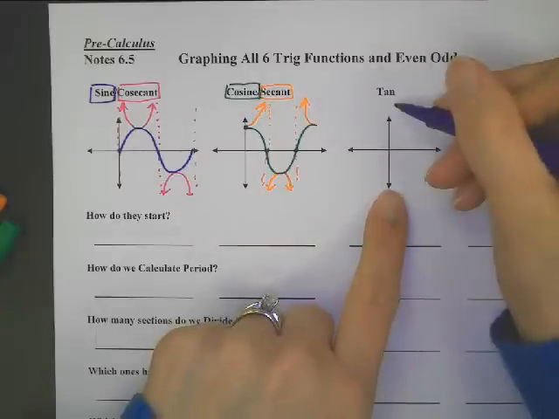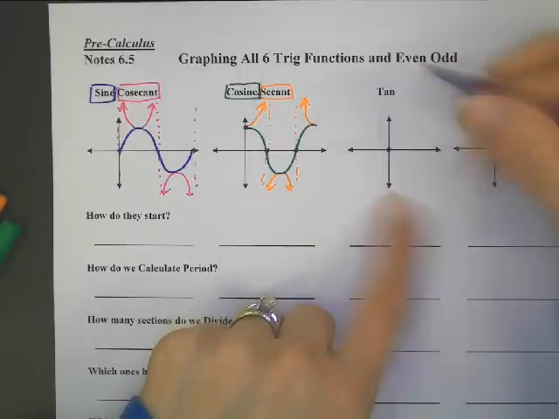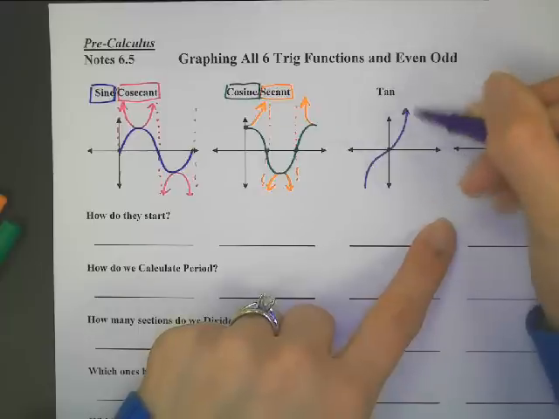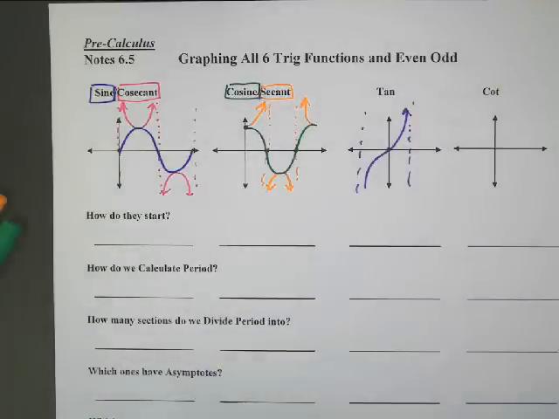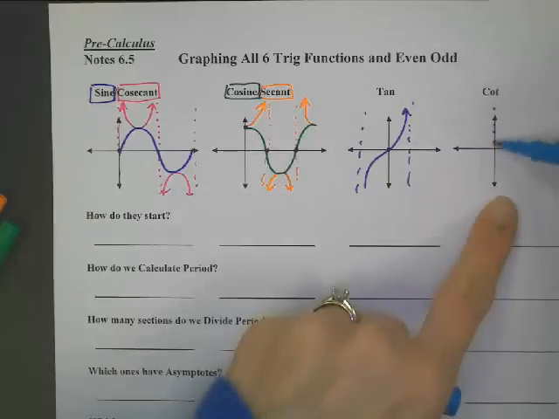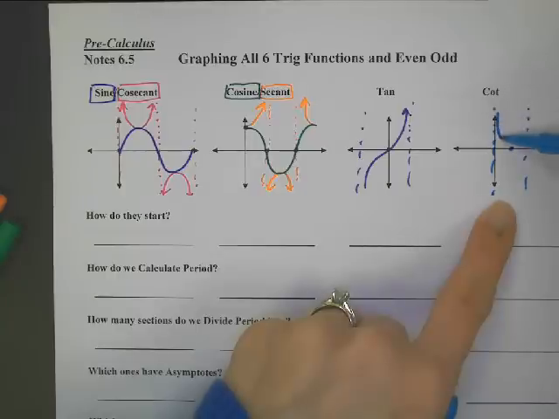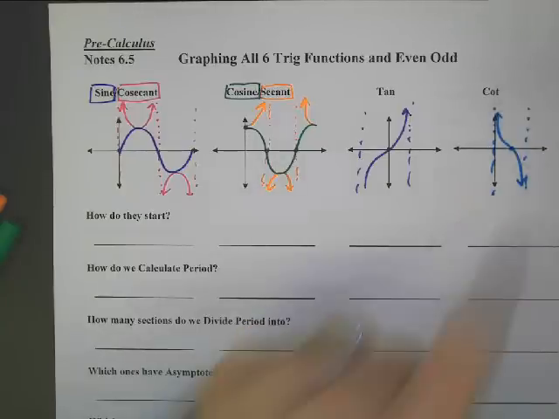Okay, how does tangent start? Tangent on the y-axis gets a point. And he looks like a cubic, and his asymptotes are on either side of the y-axis. How does a cotangent graph look? Cotangent starts with an asymptote, then his point is off to the side, and he is a cubic that's reflected.